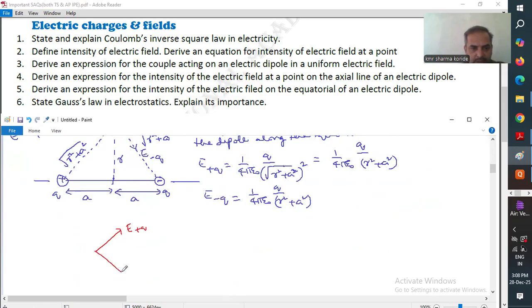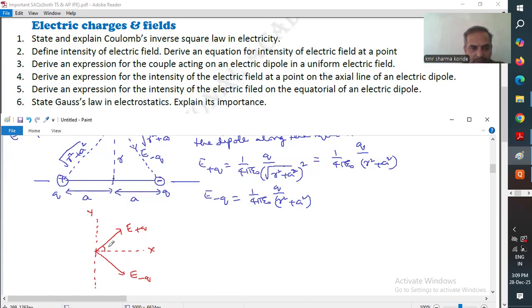This is the direction of intensity due to the negative charge. Both these fields are not exactly acting along the x-axis and y-axis. This is supposed to be the x-axis. This is supposed to be the y-axis. So E plus Q, E being a vector quantity, is falling in the positive y and positive x direction, whereas E due to the negative charge is falling in the positive x and negative y direction.